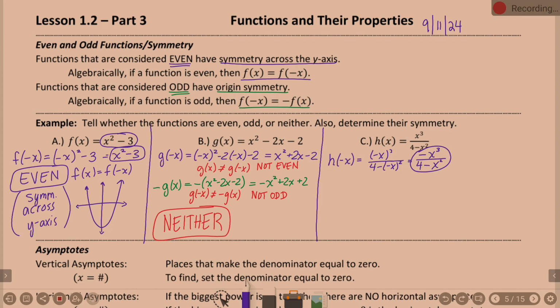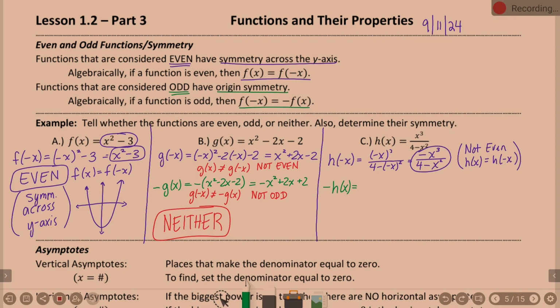What do we know? It's not even. We already had kind of assumed it was going to be not even, but now we just showed that h of x does not equal h of negative x. Okay. Next step. Now I need to find negative h of x. Now, listen carefully here.